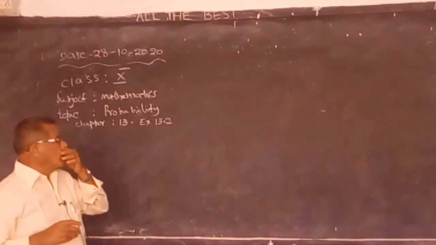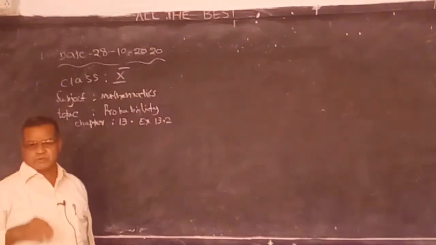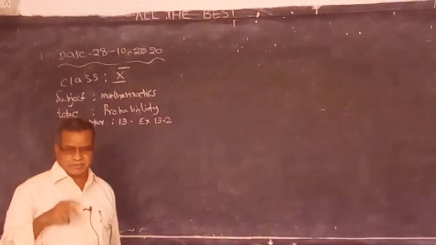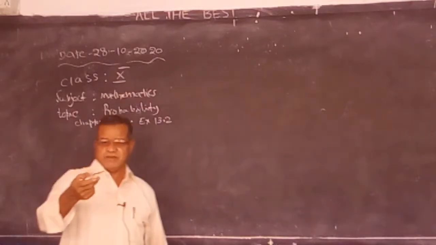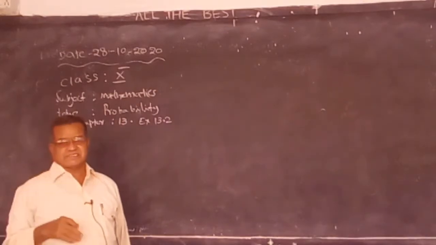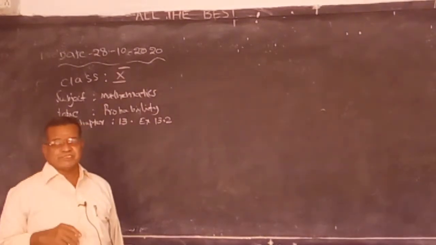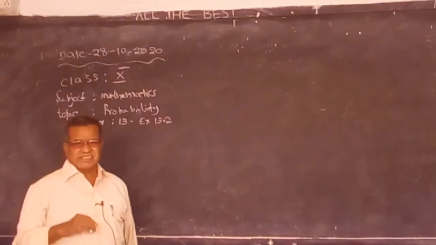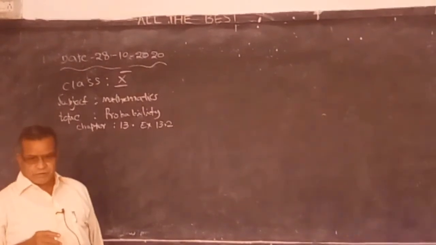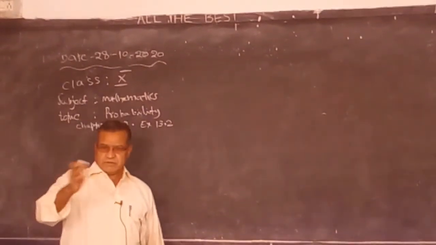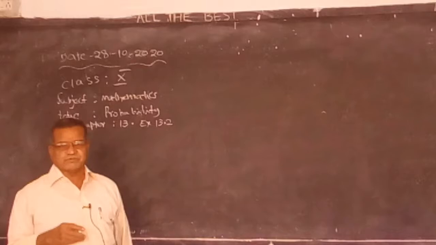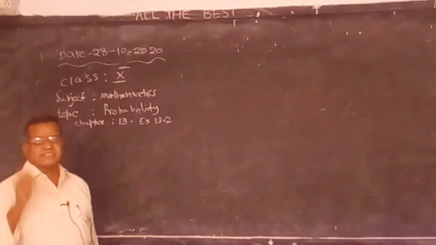Tossing a coin one time, two possibilities: head and tail. When we toss a coin two times, four possibilities. Three times, eight possible outcomes. Then favored outcomes and total outcomes. Total outcomes when we toss a coin three times is 8, that is 2 cube.